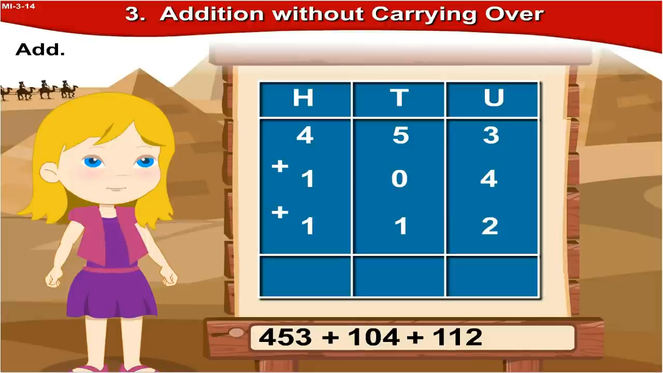Let us begin the addition from the units column. 3 units plus 4 units is 7 units, plus 2 units is 9 units. In the tens column, 5 tens plus 0 tens is 5 tens, plus 1 ten would be 6 tens. Hundreds column, 400 plus 100 is 500, plus 100, 600. So it is 600, 6 tens and 9 units, which means the answer is 669.